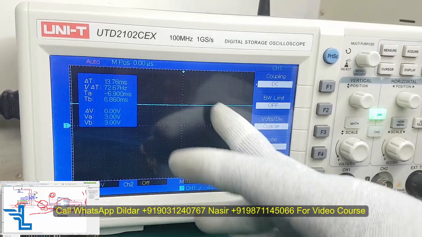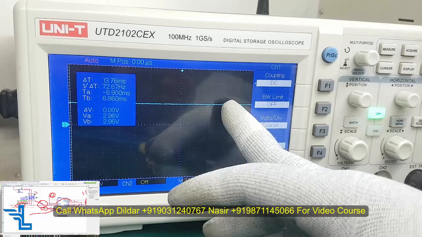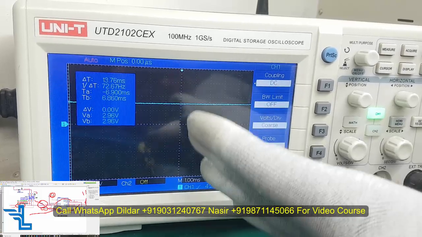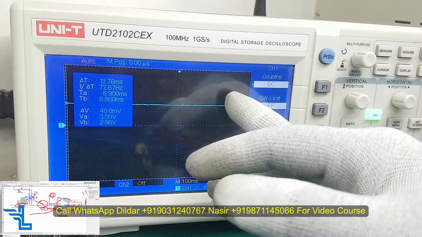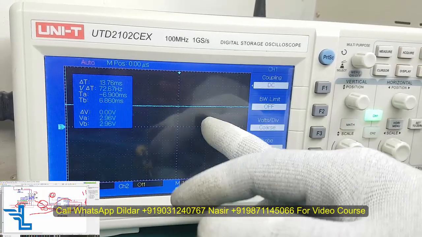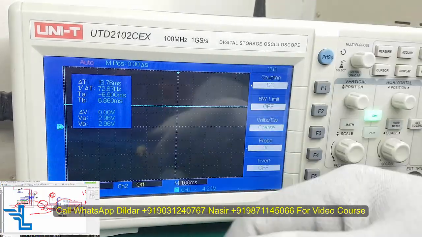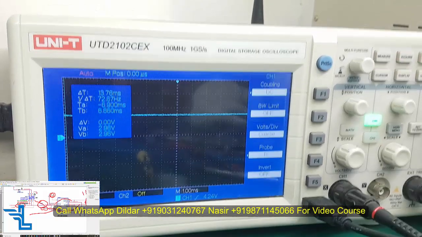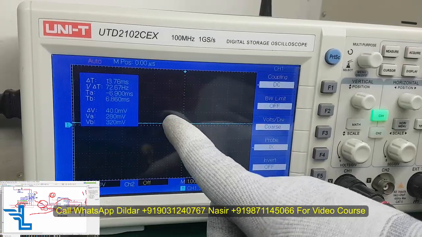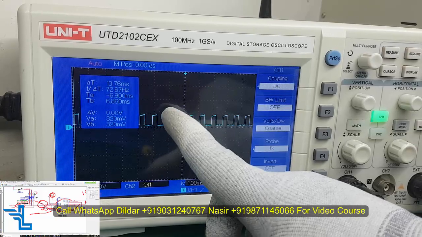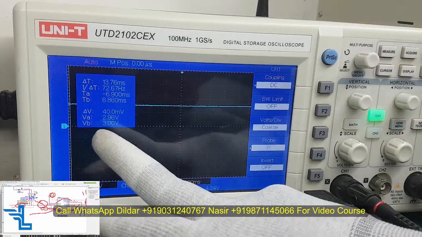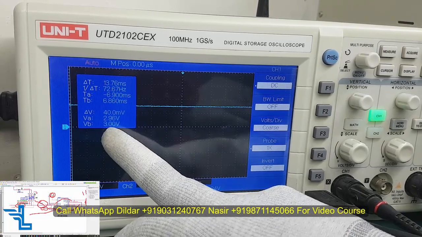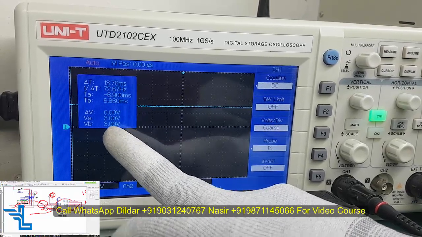However, it must be a straight line from the beginning. It means as soon as I power it up, we need to get only a DC line, but we are getting the PWM pulse. One more interesting thing I would like to tell you here: instead of 3.3 volt we are merely getting 3 volt.